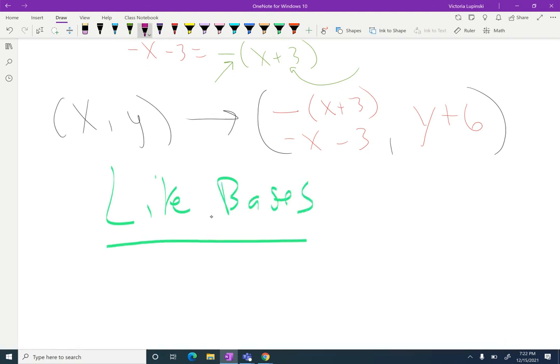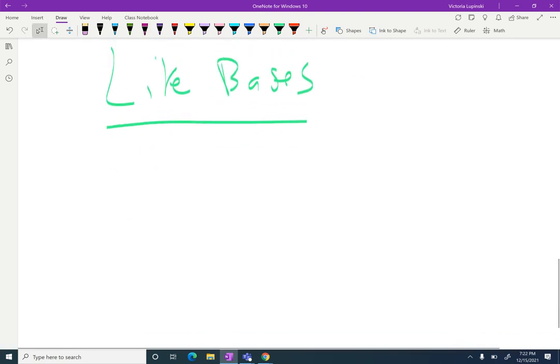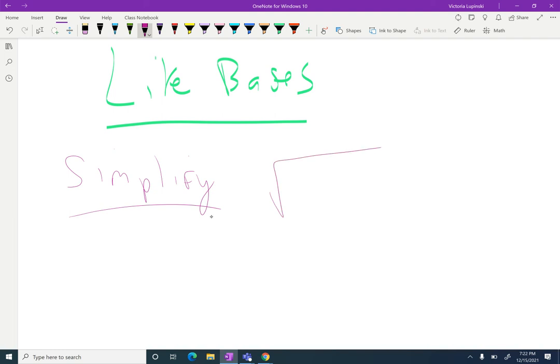Remember, when it comes to like bases, you can either be asked to just simplify or you can be asked to solve. So first I'll show you a simplify one. So let's say you have the square root of 8 to the 4x plus 2. And then let's say you were multiplying that by 16 to the negative x.